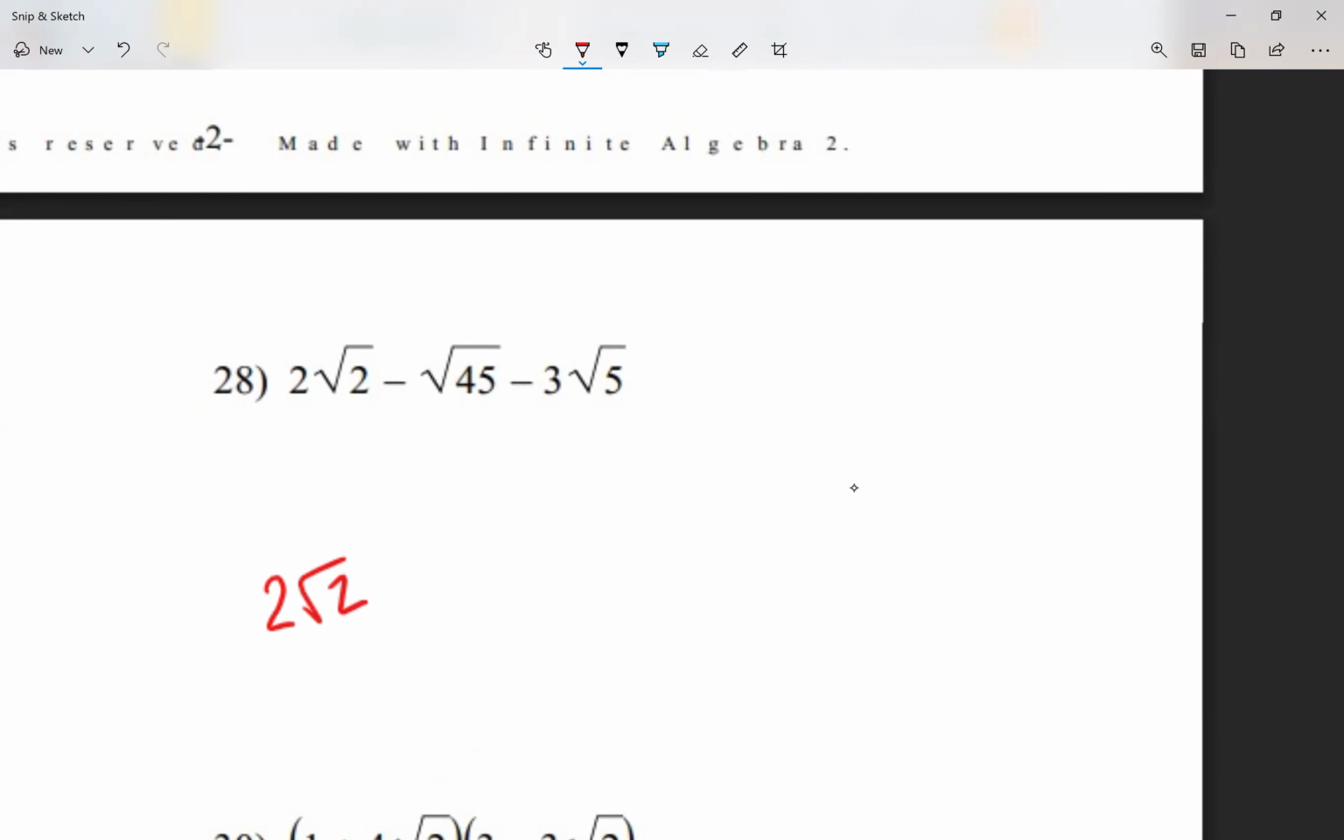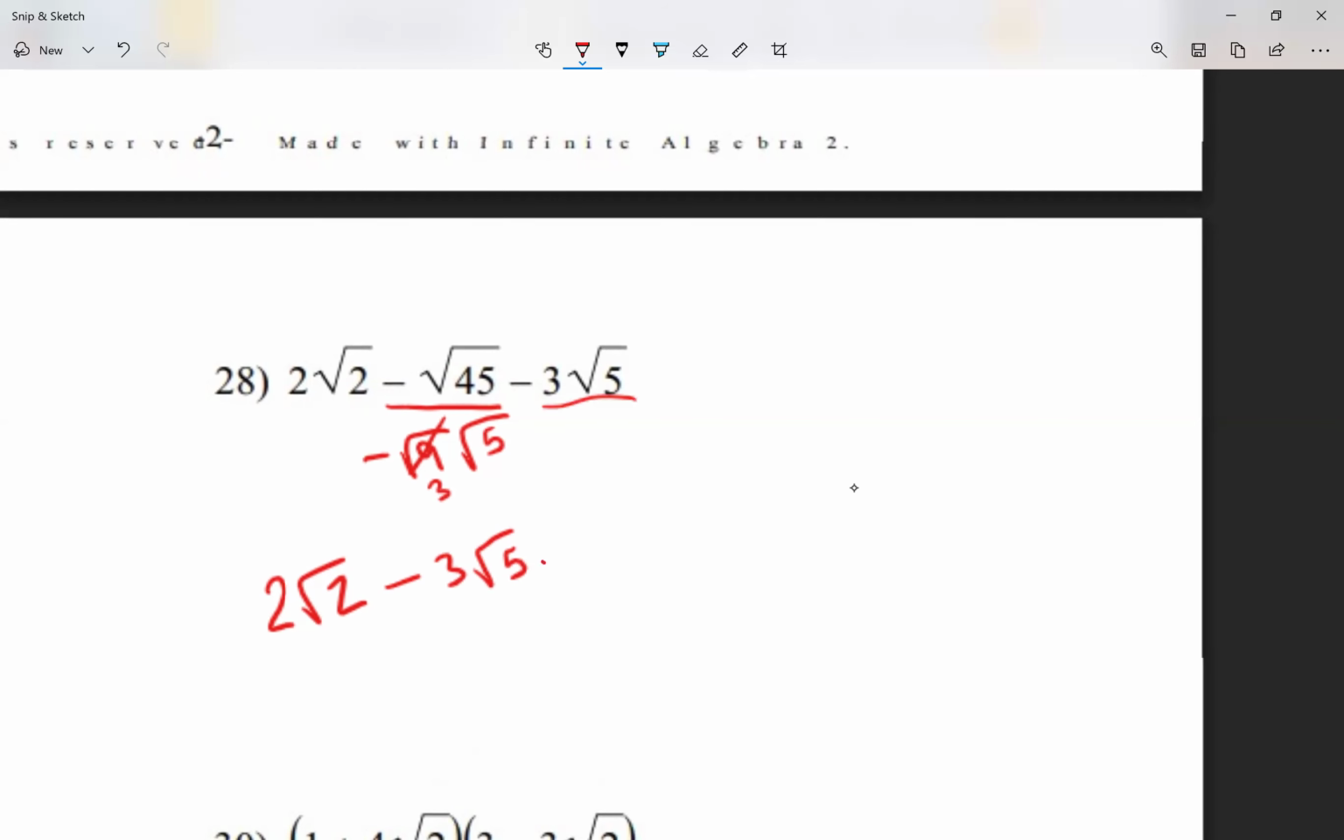My second term, let me underline it. When I think of 45, can I break this into two radicals that multiply equals 45, one of them being a perfect square? I'm going to think of 9 times 5. Let me not forget my negative sign at the front. I know the square root of 9 is 3. So that 3 with the negative sign becomes negative 3 radical 5. And then this last term, nothing I can do. So I'm just going to copy it as negative 3 radical 5.